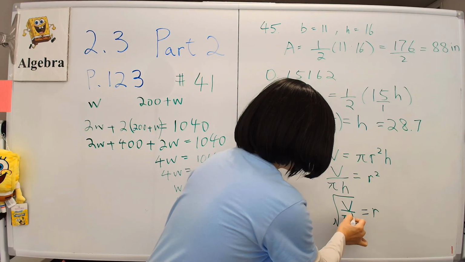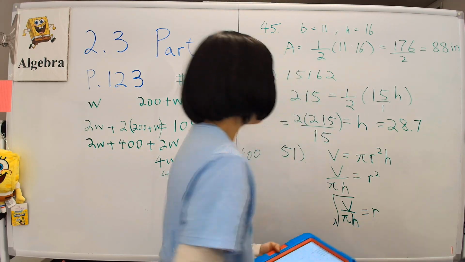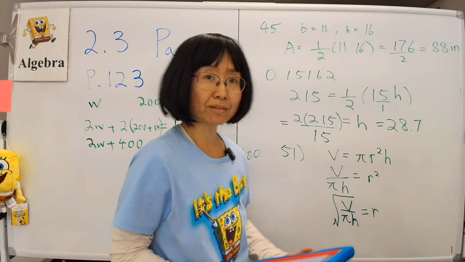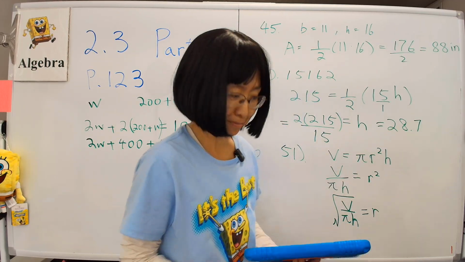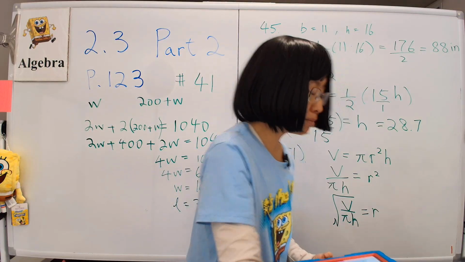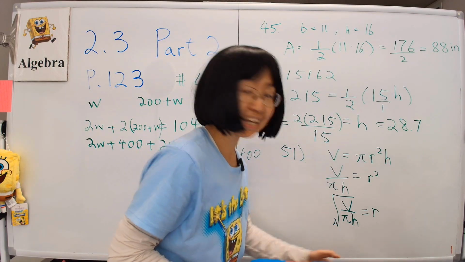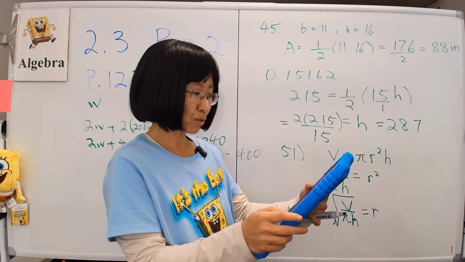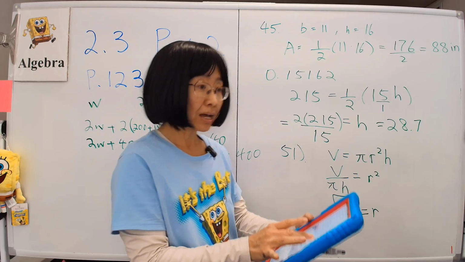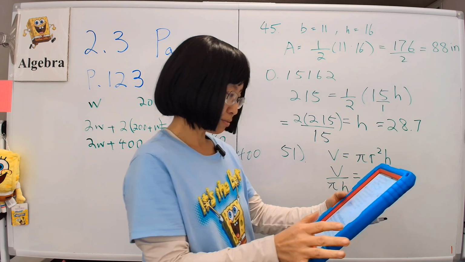Now sometimes we have to worry about negative roots, but not in this case. This is just a measurement of some volume, it's the radius of something, and it's not negative, so we'll keep it like this. Yep, that is the correct answer. So that's problem 51. And finally, we have one more problem, 53.